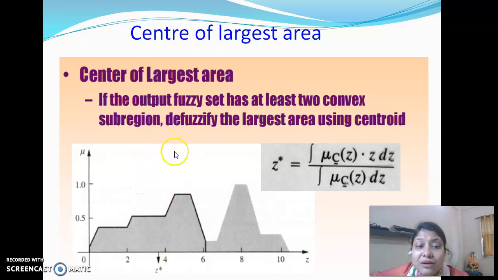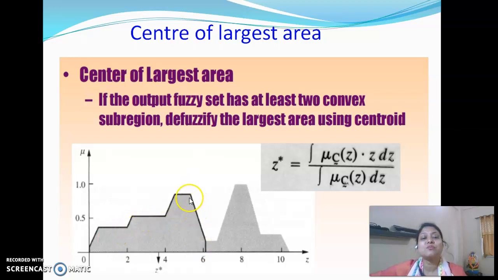If the fuzzy output set has at least two convex subregions, defuzzify the largest area using the centroid. That means you have this kind of gradually increasing membership function. If this part is not present, then it is quite easier for you, because you have only one fuzzy set which is having this kind of variable membership function.